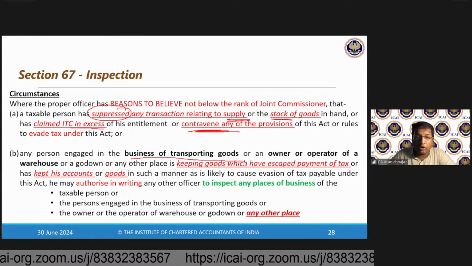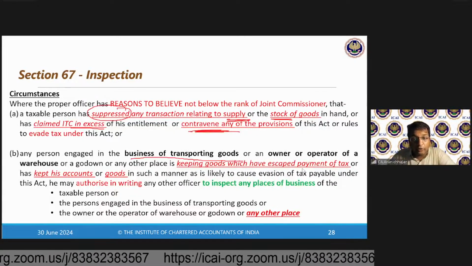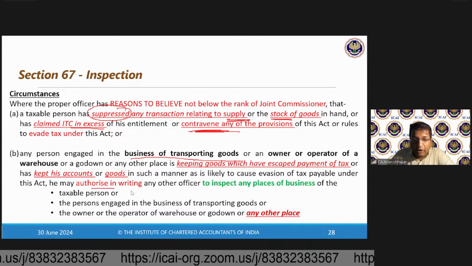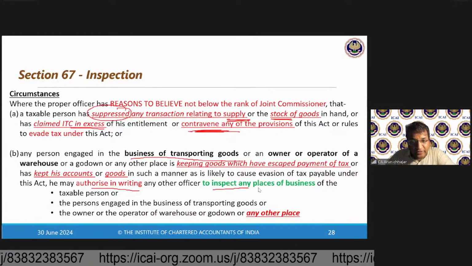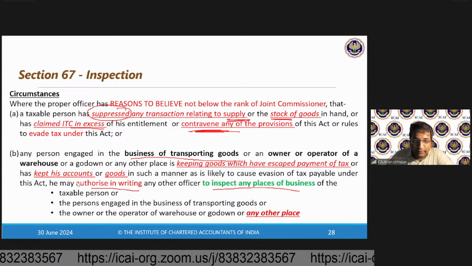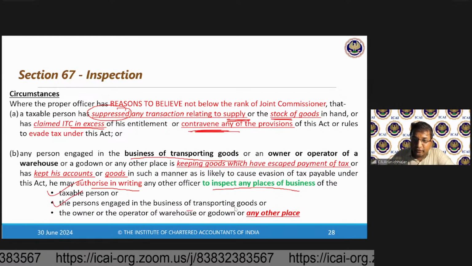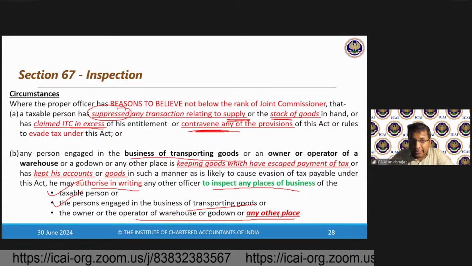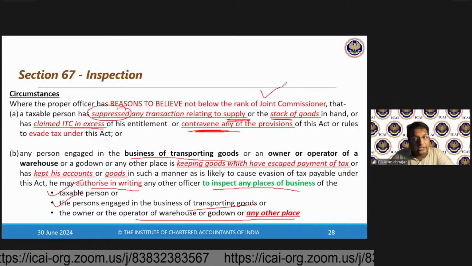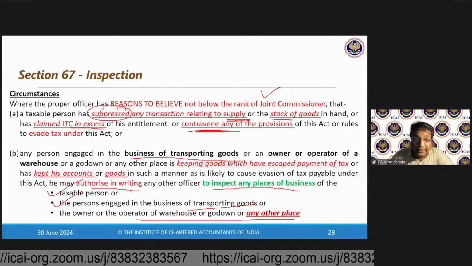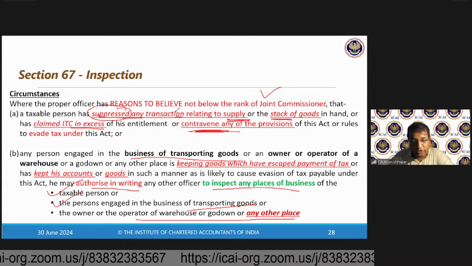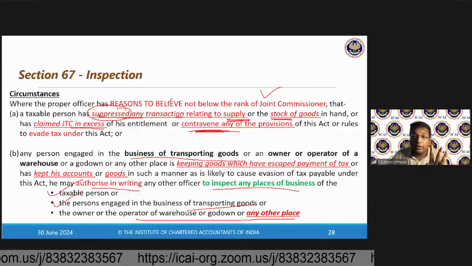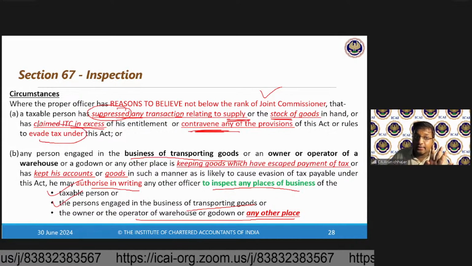or that a person engaged in the business of transporting goods, or an owner or operator of a warehouse, is keeping goods which have escaped payment of taxes, then he may authorize in writing another officer to inspect any place of business of the taxable person, or the person engaged in transporting goods, or the owner or operator of the warehouse or godown or any other place. Meaning thereby, an officer not below the rank of Joint Commissioner, if it appears that the taxable person has suppressed transactions relating to supply or stock, or claimed excess ITC, or contravened the provisions to evade tax.